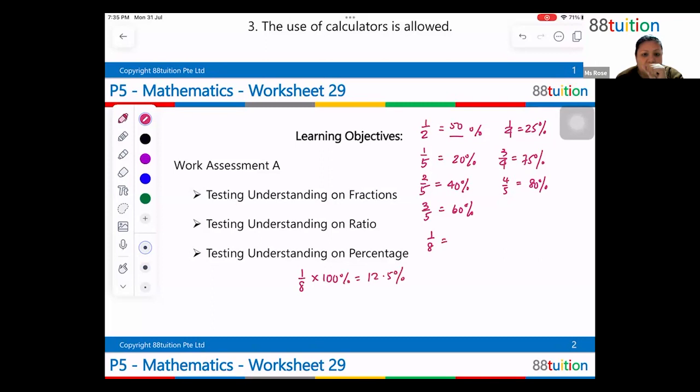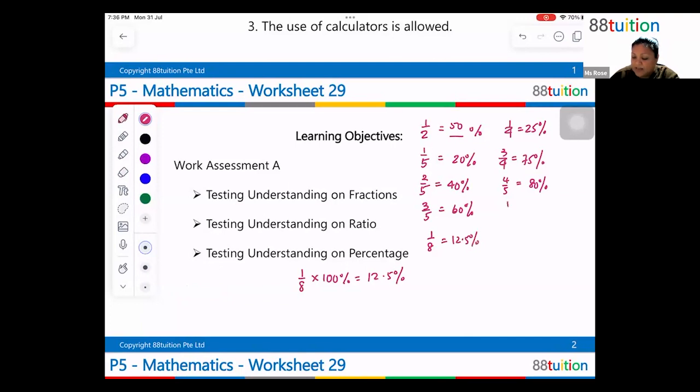1/8 times 100. I actually don't think I need the percentage sign, because when I do that, it gives me the same answer. You don't need the percentage sign, really. It's just that sometimes if you want to do a quick calculation of GST, you just take 52 times 8%, and it will give you your GST amount. But that is when you want to do a quick calculation. Otherwise, you can just times 0.08. Okay, now, so this is 12.5%.